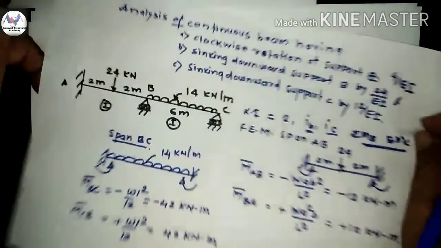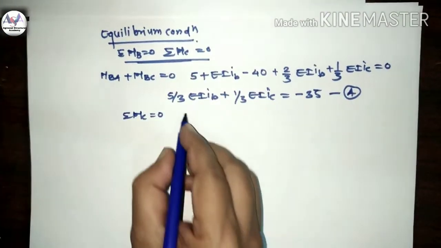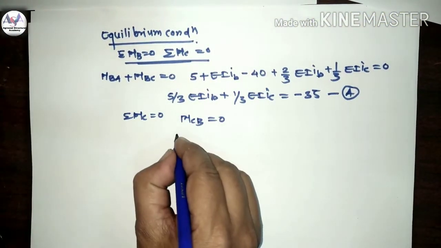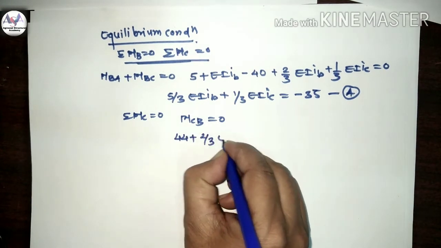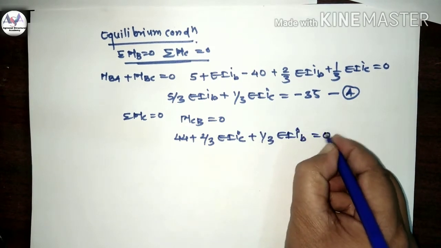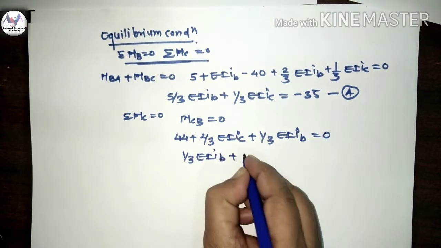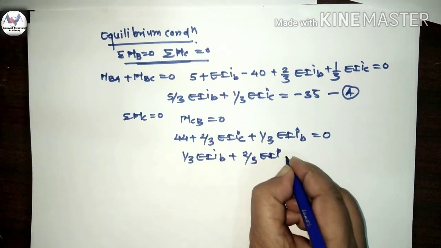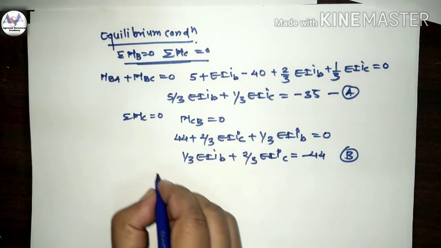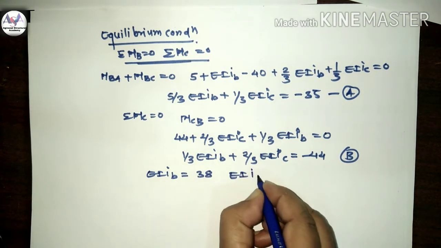So at C only the MCB is there, so MCB is equal to 0. So our MCB is 44 plus 2 by 3 EIIC plus 1 by 3 EIIB is equal to 0. So this becomes 1 by 3 EIIB plus 2 by 3 EIIC is equal to minus 44. This is equation B. Now if you solve both these equations, A and B, we will get the value of EIIB is equal to 38 and EIIC is equal to minus 85.